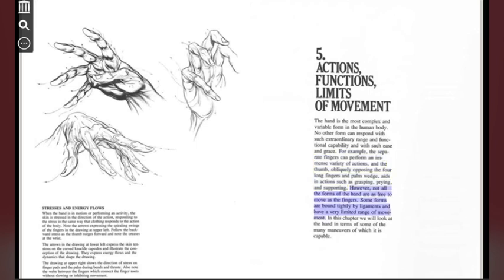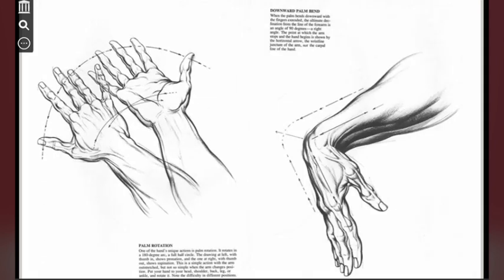However, not all the forms of the hand are as free to move as the fingers. Some forms are bound tightly by ligaments and have a very limited range of movement. In this chapter, we will look at the hand in terms of some of the many maneuvers of which it is capable.